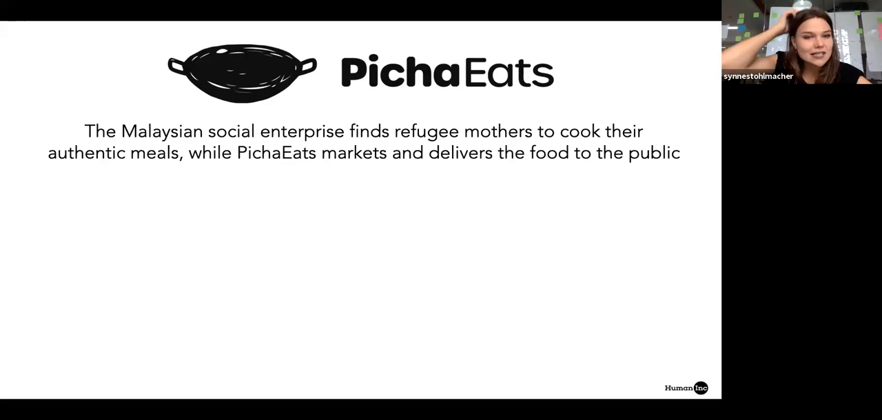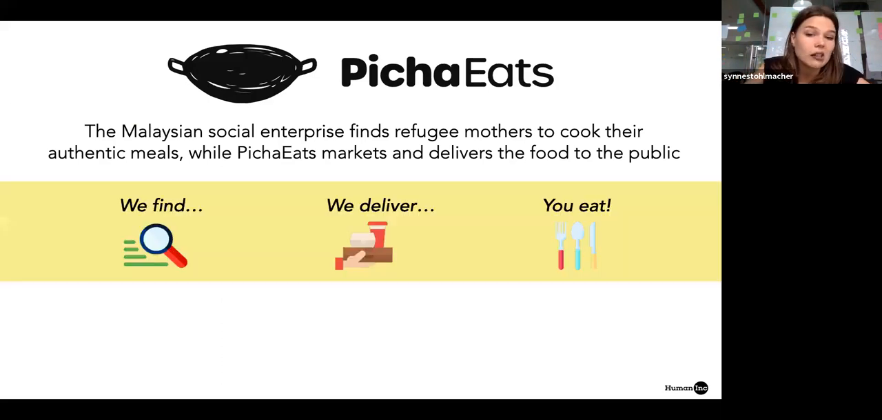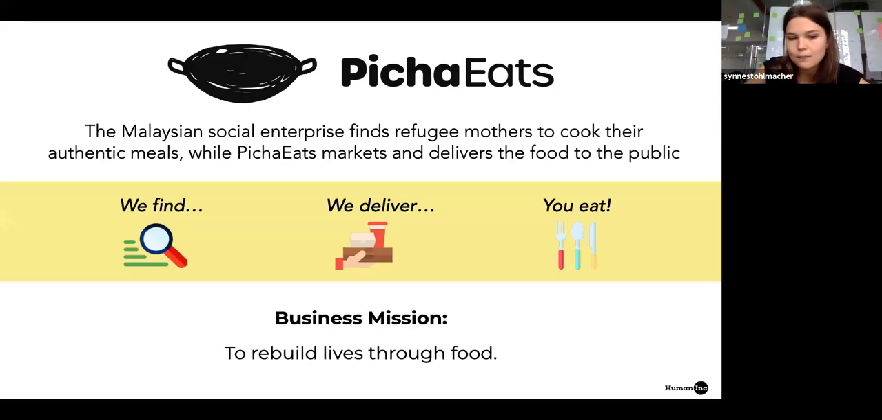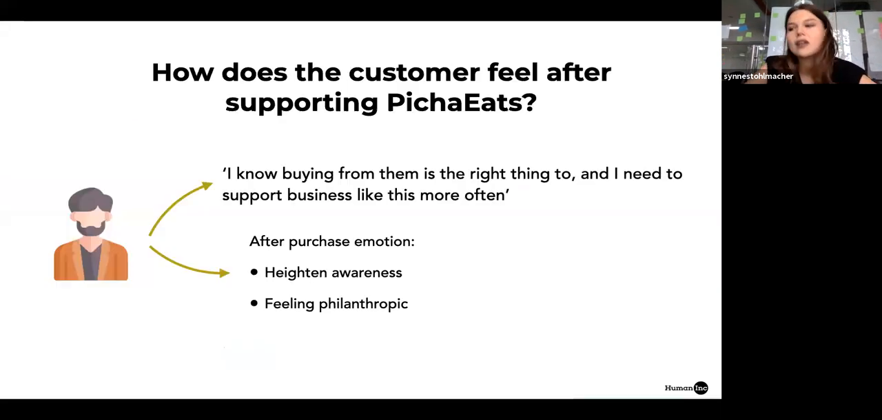So Pizza Eat is a Malaysian social enterprise that finds refugee mothers to cook authentic meals, and then Pizza Eats both delivers and markets the food to other parts of Malaysia, mainly KL. Their proposition is that they find, they deliver, and you eat. So that's the value proposition to me as a consumer. Their business mission is to rebuild lives through food.